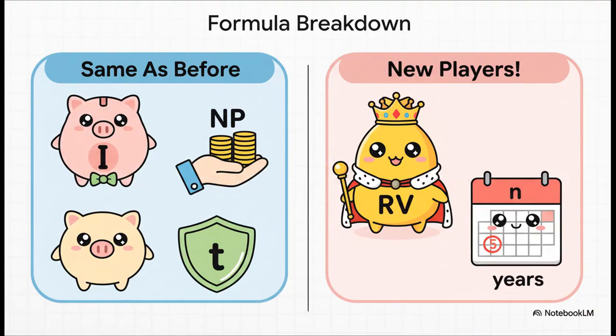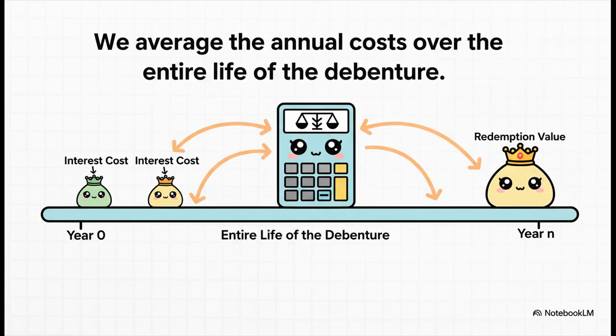Let's look at the new players here. I, NP, and T are all the same as before. The new variables are RV, which is the redemption value, the amount paid back at the end, and N, which is simply the number of years left until the debenture matures. So what is this bigger formula actually doing? It's simply averaging out all the costs over the entire life of the debenture to find one true annual cost. The top part calculates the average annual cost, and the bottom part calculates the average investment value over its life. It's all about getting a much more accurate picture of the real cost of the company each year.